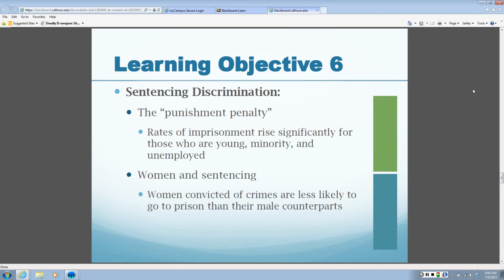There is discrimination in sentencing. Typically, women have been given lesser sentences than men historically. We're seeing that change to a certain degree as well.